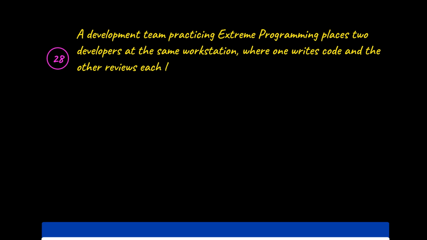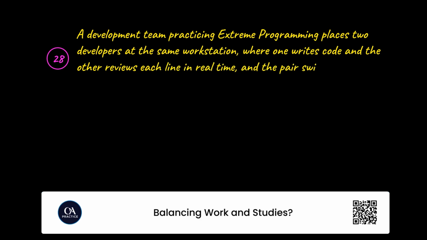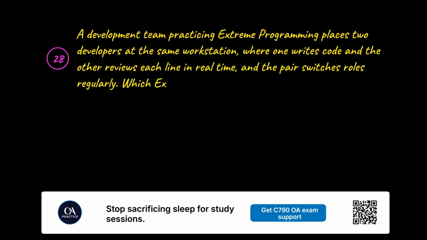Question 28. A development team practicing extreme programming places two developers at the same workstation, where one writes code and the other reviews each line in real time, and the pair switches roles regularly. Which extreme programming practice is this?